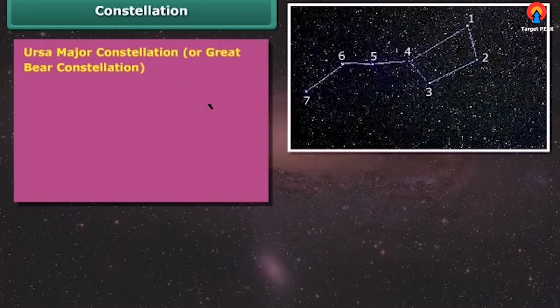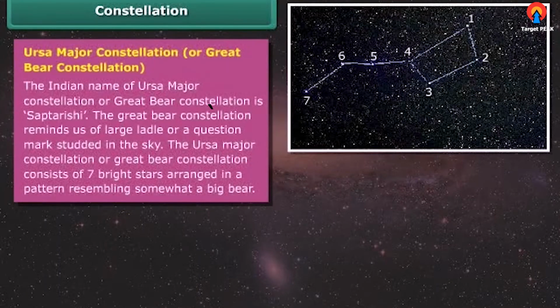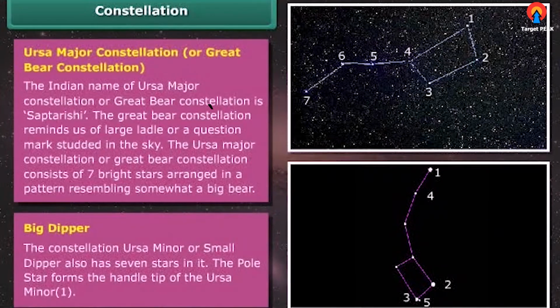Ursa Major Constellation or Great Bear Constellation. The Indian name of Ursa Major Constellation or Great Bear Constellation is Saptarishi. The Great Bear Constellation reminds us of a large ladle or a question mark studded in the sky. The Ursa Major Constellation consists of 7 bright stars arranged in a pattern resembling somewhat a big bear. The constellation Ursa Minor or Small Dipper also has 7 stars in it. The pole star forms the handle tip of the Ursa Minor.